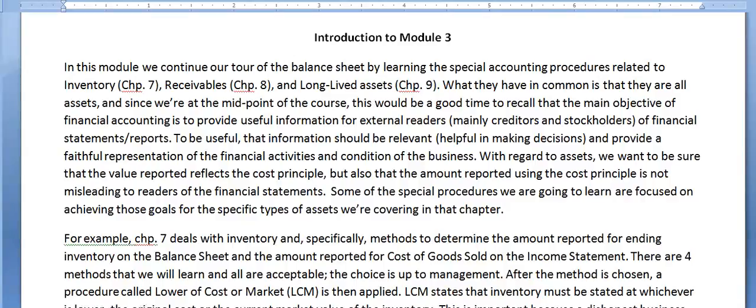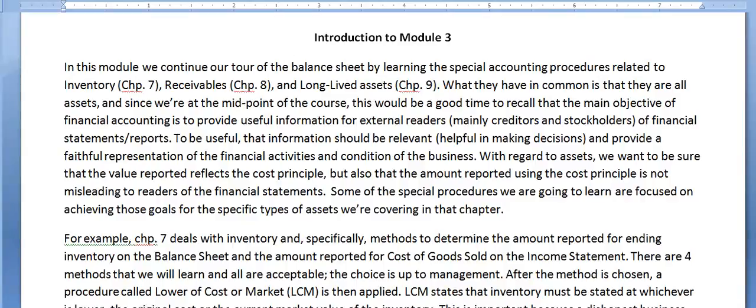And since we're at the midpoint of the course, this would be a good time to recall that the main objective of financial accounting is to provide useful information for external readers of financial statements and reports, mainly creditors and stockholders. To be useful, that information should be relevant, helpful in making decisions, and provide a faithful representation of the financial activities and condition of the business.